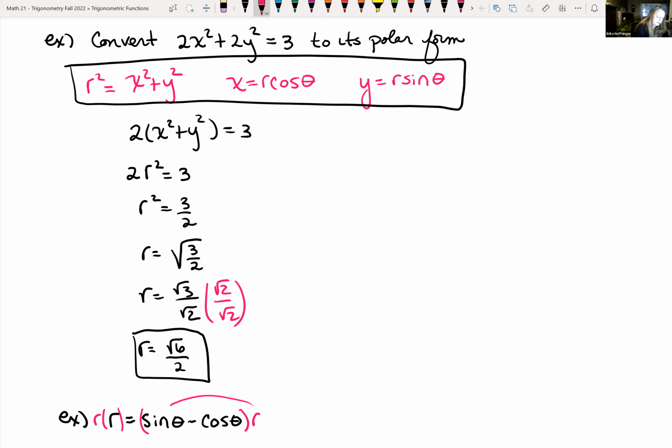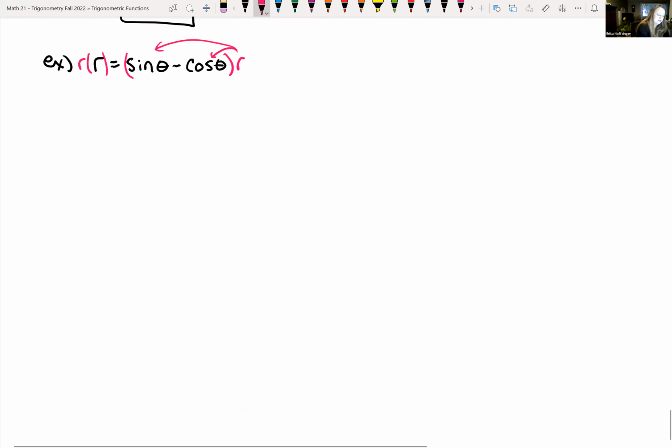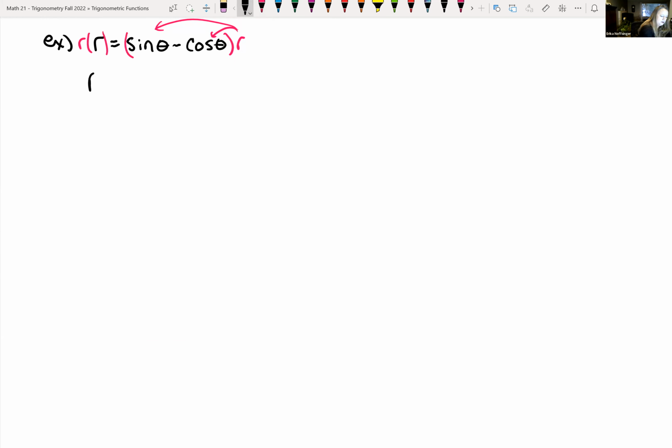If we multiply both sides of our equation by r, we now have r squared is equal to r sine theta minus r cosine theta. Well, r squared is x squared plus y squared, which is equal to r sine theta, which is y, minus r cosine theta, which is x.